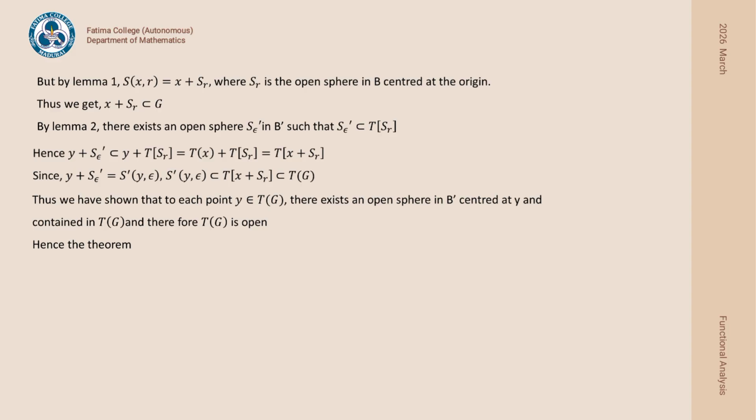Thus, we have shown that to each point y in T of G, there exists an open sphere in B dash centered at y and contained in T of G. Therefore, T of G is open. Thus, starting from G to be an open set in B, we have proved T of G is open. Thus, T becomes an open mapping.